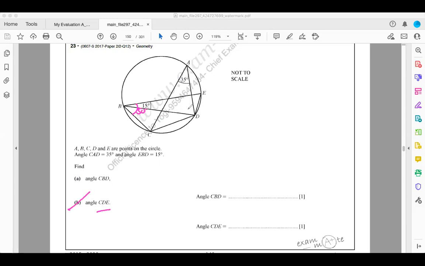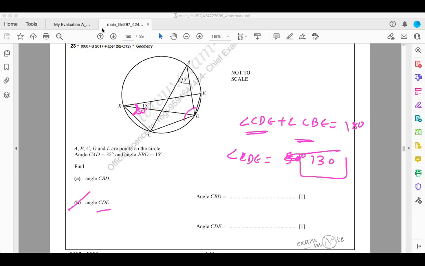Angle CDE forms a cyclic quadrilateral. CDE is a cyclic quadrilateral with angle CBE. So angle CDE plus angle CBE form a cyclic quadrilateral, which is going to be 180. So angle CBE is basically 50 degrees, so angle CDE is going to be 130. So that's the answer for this particular question.